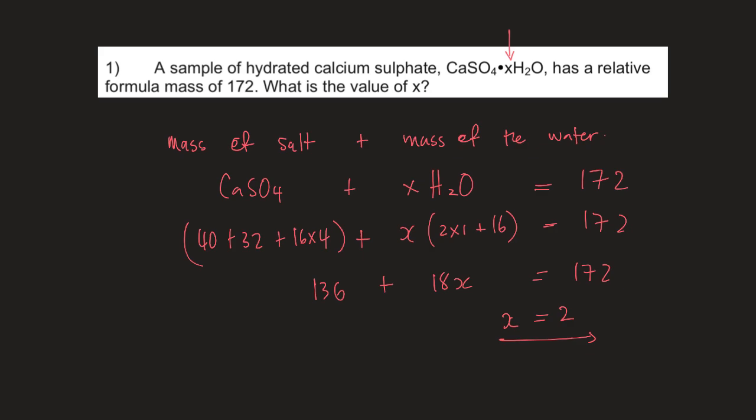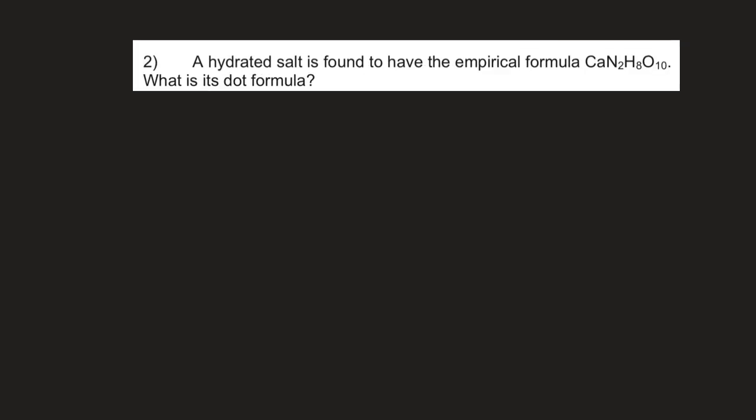Okay, so what they've given you here is the formula of the salt, but they don't know how many moles of water you have, but they do know the total mass. So we want to know what portion of that. So therefore, it's going to be CaSO4 dot 2 H2O. That would be the formula. And remember, try and do these by yourself. If you can't do it by yourself, that's fine too, right?